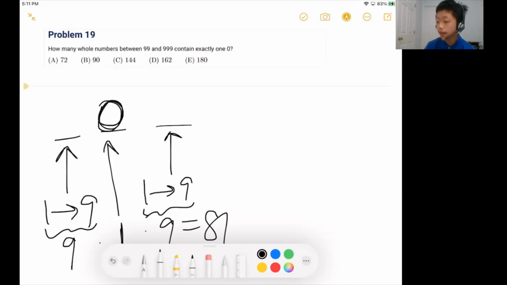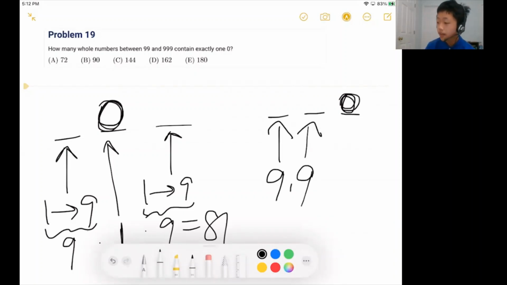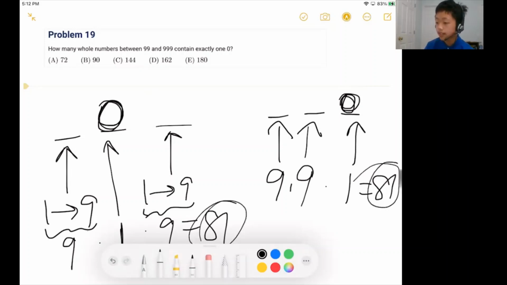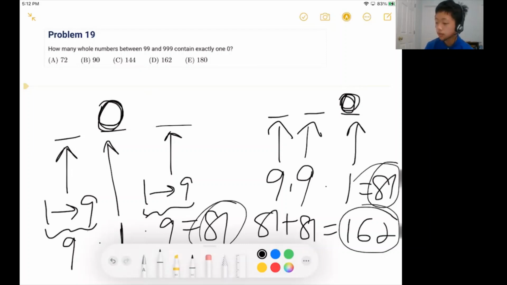But we also have the other case, which is if the 0 is in the last digit. Again, the first 2 digits each have 9 ways. They can be any digit from 1 through 9, and then the last digit has to be a 0. So 9 times 9 times 1 gives 81. We add up the 2 cases together, 81 plus 81, and that gives us 162, which is choice D, the right answer.